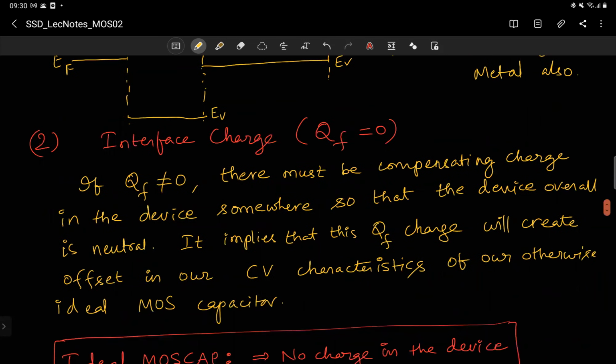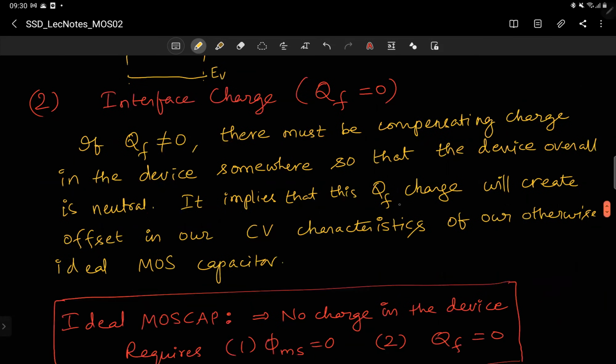So QF has to be zero. It implies that this QF charge will create an offset in our CV characteristics. So there is already some plus Q and then there is minus Q. They are separated by some distance, because if minus Q is sitting on plus Q, then we can treat it like there is no charge at all, right? But it cannot happen because QF is at the interface and the negative charge will be somewhat distributed. That is going to compensate QF.